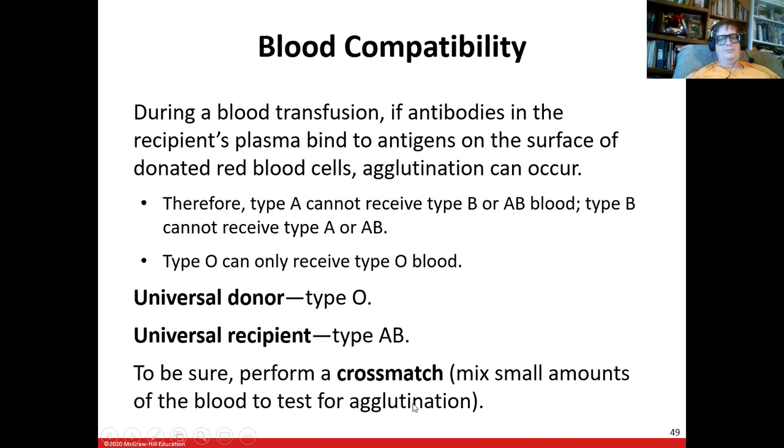Mix small bits of blood to test for agglutination. In reality, this is what happens in a hospital. Because unlike what they're saying in the book, where they'll just talk about the two groups, you know that there are lots of groups. What they usually do is test for, say, the top 6 groups, the most common things to cause problems.